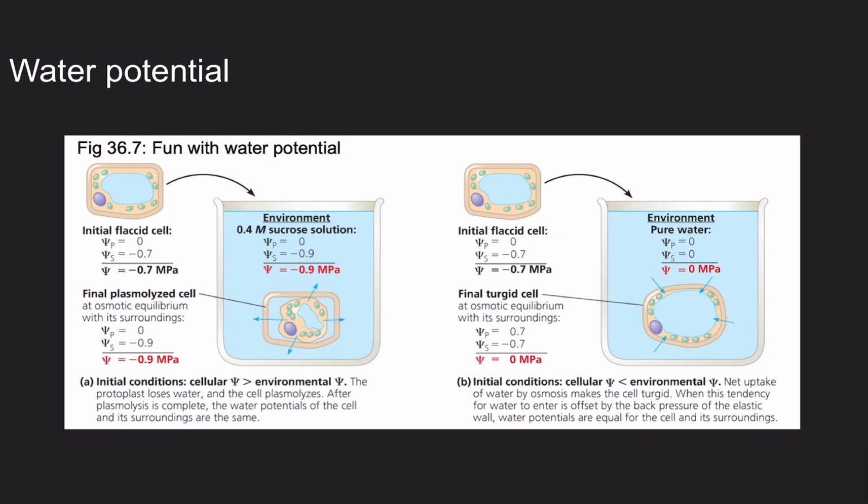In this next example, we see an initial flaccid cell, which is at negative 0.7 megapascals. It is placed into an environment of pure water, which is 0 megapascals. So as a result, the water diffuses through the cell membrane, which ensures that there's osmotic equilibrium. As a result, the cell swells. Net uptake of water by osmosis makes the cell turgid. When this tendency for water to enter is offset by the back pressure of the elastic wall, water potentials are equal for the cell and its surroundings. This is also an example of an osmoconformer.